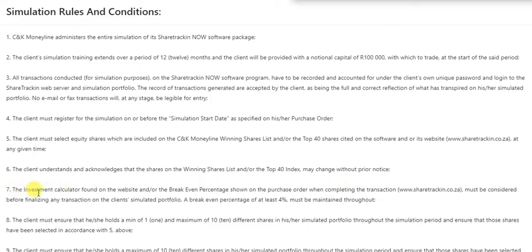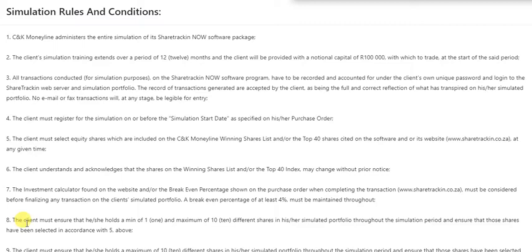7. The investment calculator found on the website and or the break-even percentage shown on the purchase order when completing the transaction must be considered before finalizing any transaction on the client's simulated portfolio. A break-even percentage of at least 4% must be maintained throughout. This means all transactions must have a break-even point of below 4% and not above. You will be provided with an investment calculator on the software which must be used before every transaction.